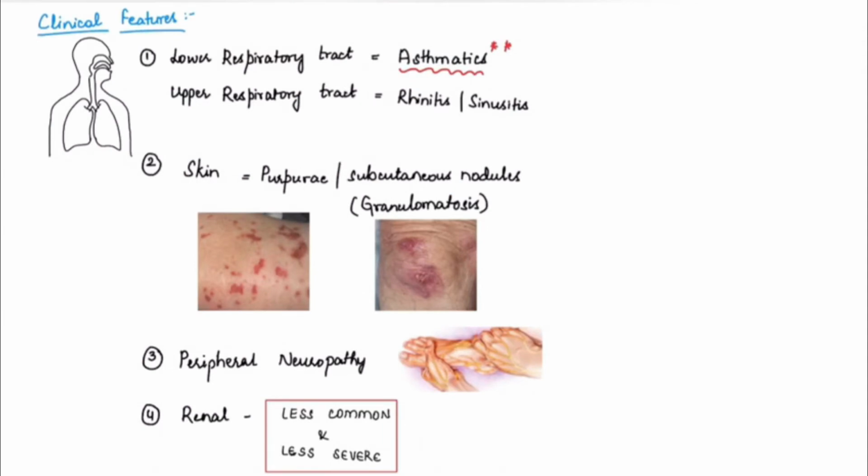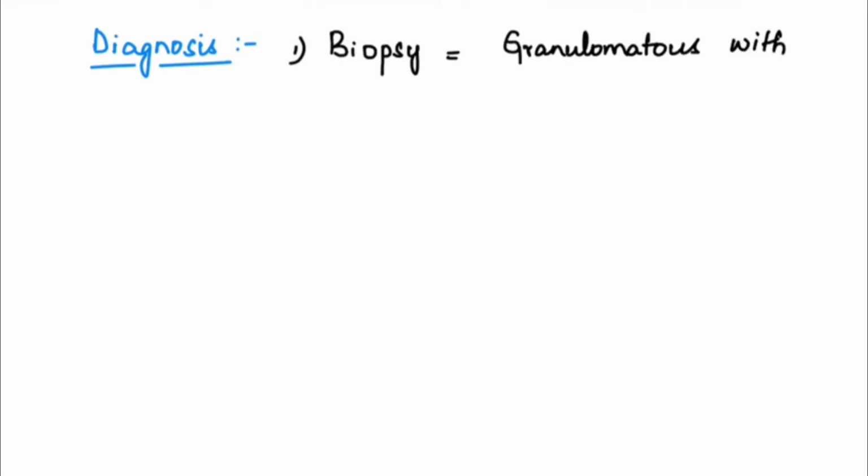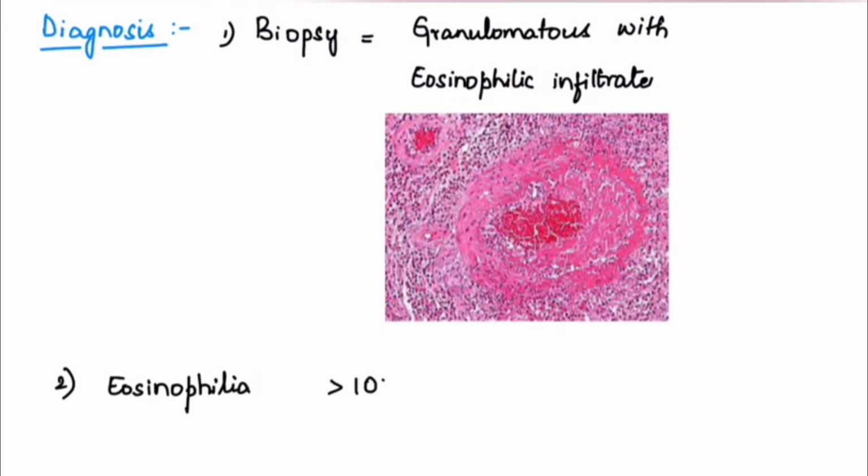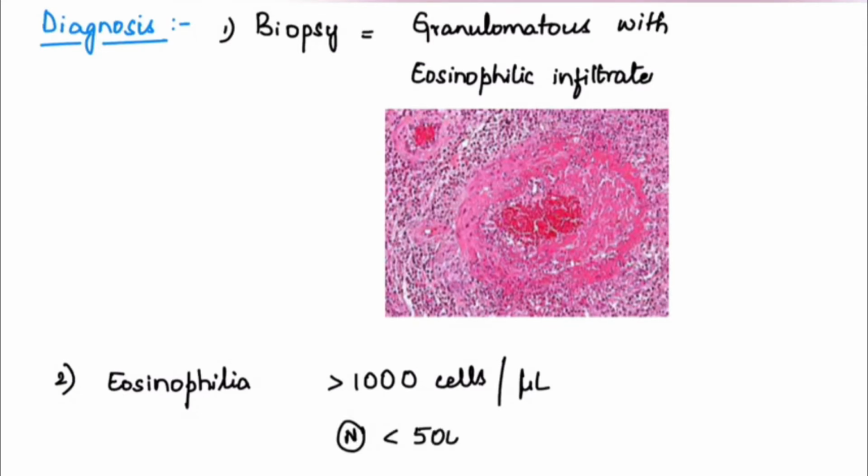Now, diagnosis. First thing is to look at the biopsy that shows granulomatous lesions with eosinophilic infiltrate. So this is the picture. And there is also eosinophilia in the peripheral blood. So an eosinophil count of more than 1000 cells per microliter is known as eosinophilia. So normal eosinophil count is less than 500 cells per microliter of blood.